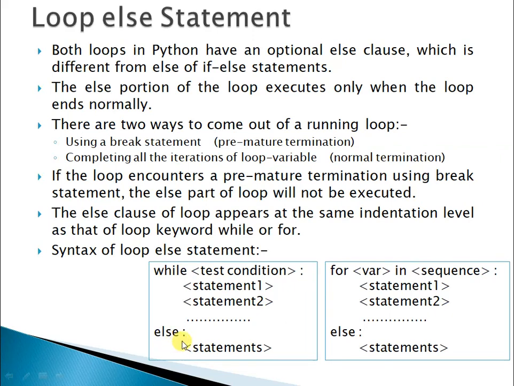If the loop is terminating properly, then only these else statements will be executed, the else block will be executed, otherwise not. Similarly in for, you have some statements and then you have else at the same indentation level as for. So when you come out of this for loop normally, then this part will be executed, otherwise not. I think it is clear to you. The use will be clear when you write some programs using this else block.